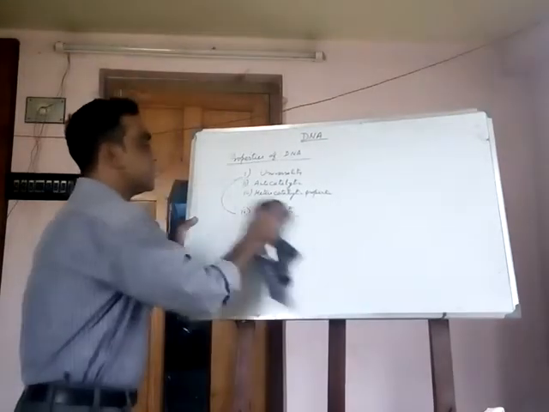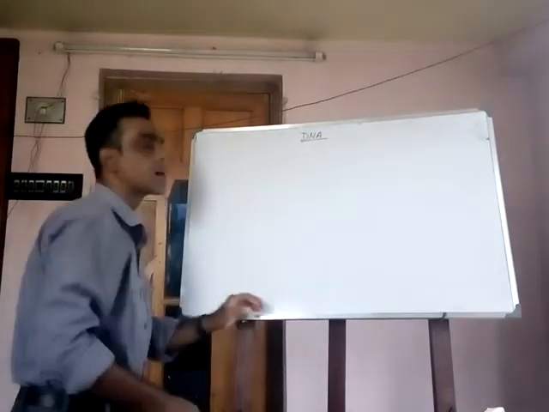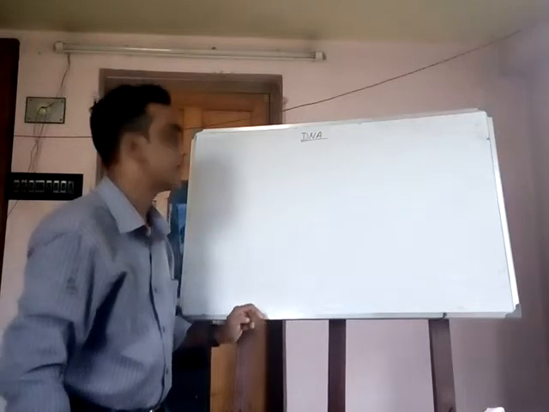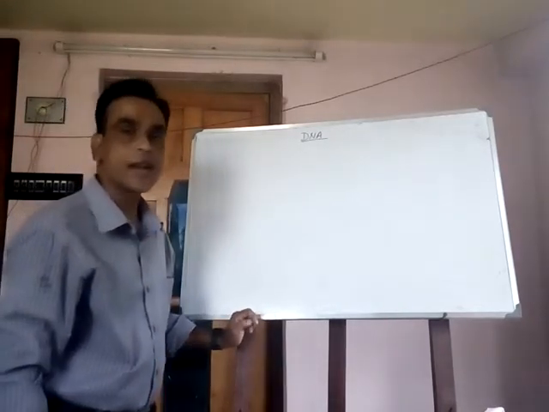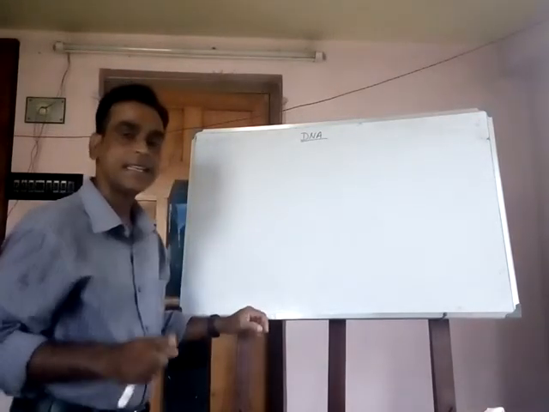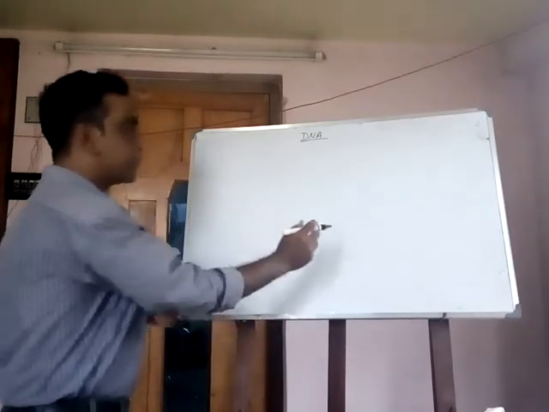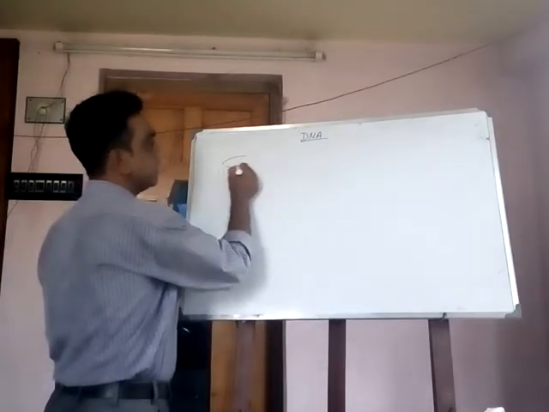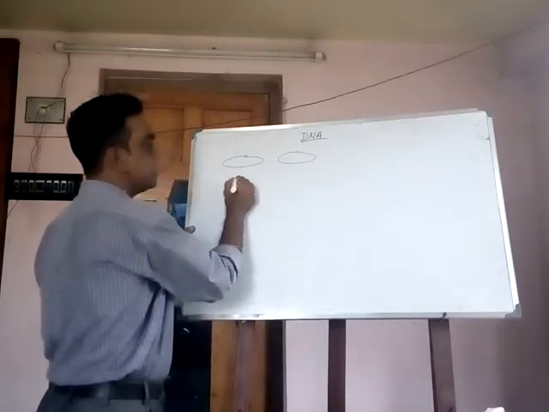Now, what is DNA? The structure of DNA is a double helix, proposed by the scientists Watson and Crick. But the scientist Frederick Griffith first proved that DNA is the genetic material. How? Griffith first chose the bacteria Diplococcus pneumoniae.